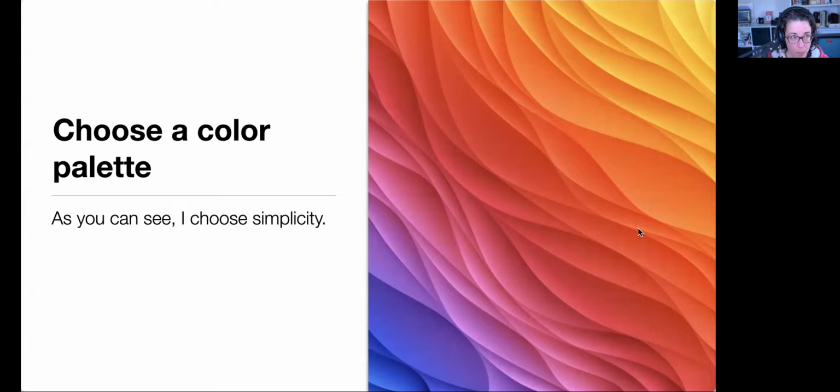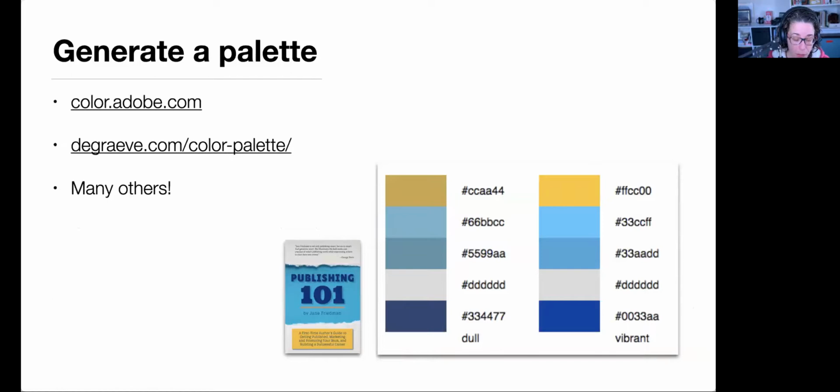It makes choosing images a lot more straightforward. That said, there are times when you may want to have something a little more complicated, and that ties in with something specific, like a book launch. So if you're doing events in support of a book, you may want to generate a color palette that ties into the book cover. You can do this through lots of different sites.